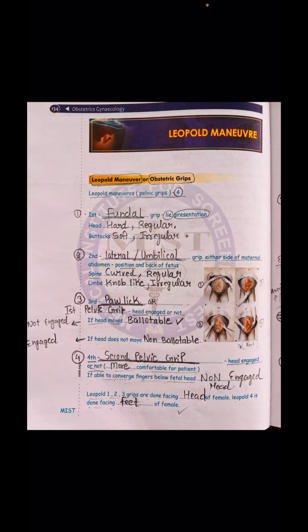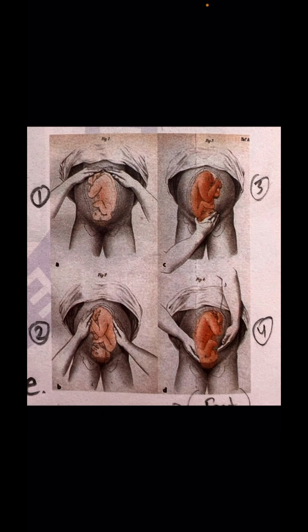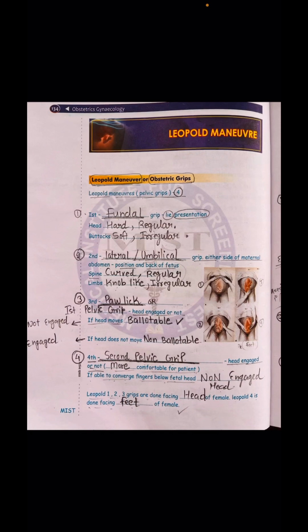If the Pawlik or first pelvic grip is asked by the examiner, it tells us whether the head is ballotable or not. If the head moves, it is ballotable, meaning it is not yet engaged into the vaginal passage for the delivery. If the head does not move, we call it non-ballotable, which means the head is engaged for the delivery in the vaginal portion. Look at the picture once again, and let's see the fourth one.